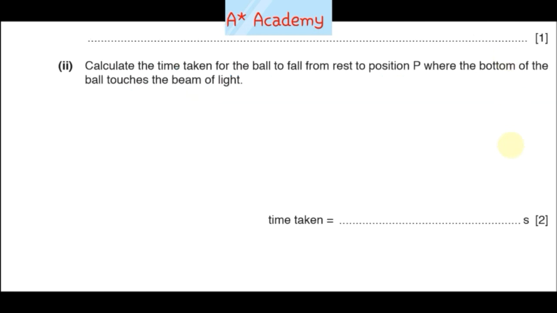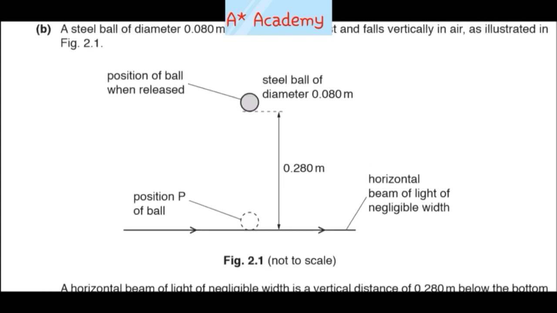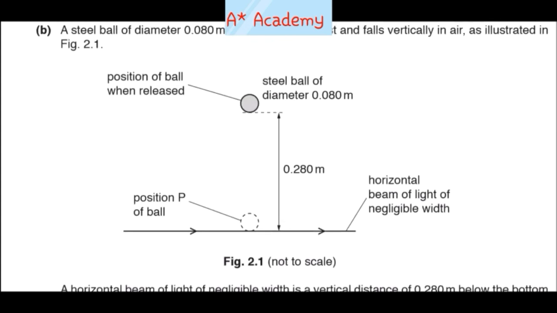Right, we are on to item 2. Calculate the time taken for the ball to fall from rest to position P, where the bottom of the ball touches the beam of light. Right, so we have that diagram once again. We want to calculate the time taken for the ball to fall from there to there. We are going to be making use of equations of motion. What are we given? We are given the displacement, S.